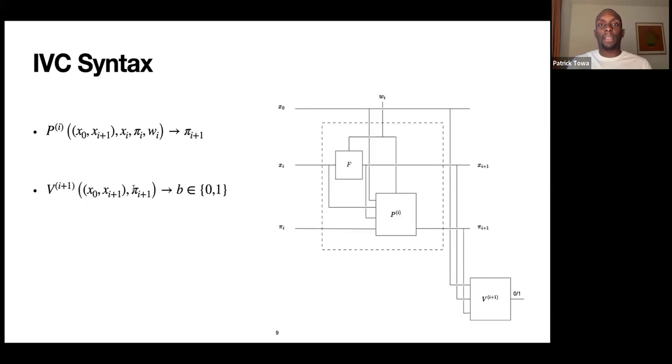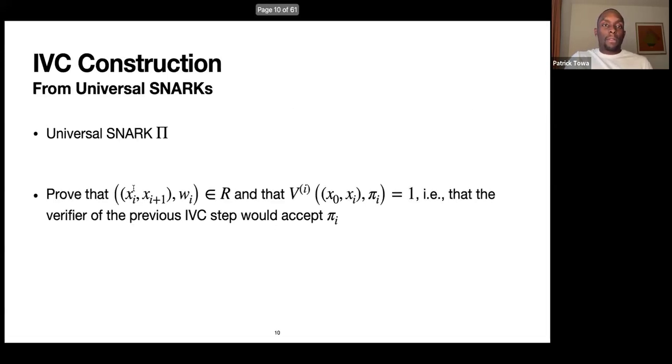So I've just given the context so far, and now we need to see, okay, what is exactly the problem? But I cannot explain what the problem is that we're trying to solve before I show you how these IVC schemes are usually built. And I forgot to mention at the beginning, if there's any question, please feel free to ask throughout the talk. So a first construction of IVC is from universal SNARK.